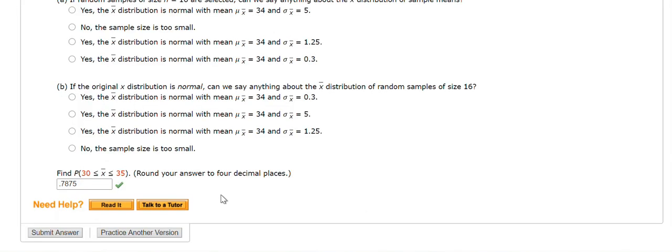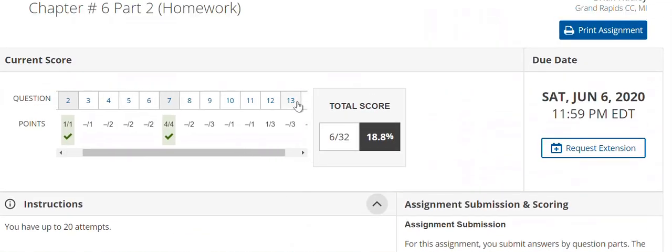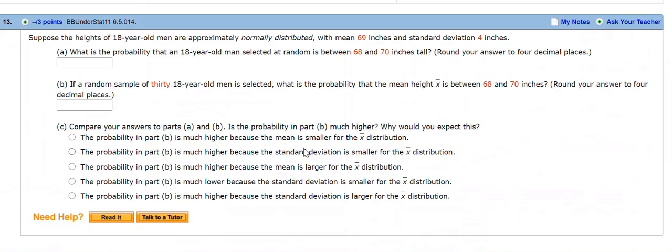So be careful with those questions. All right, and then finally, let's look at number 13 from that same chapter 6 homework. It says, suppose the heights of 18-year-old men are approximately normally distributed, with a mean of 69 inches and a standard deviation of 4 inches. What is the probability that an 18-year-old man selected at random is between 68 and 70?